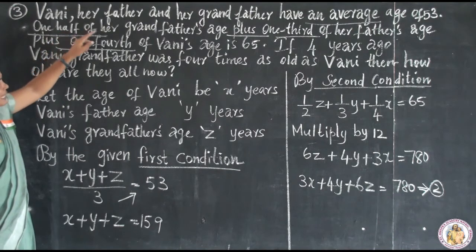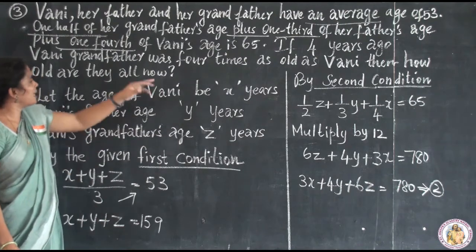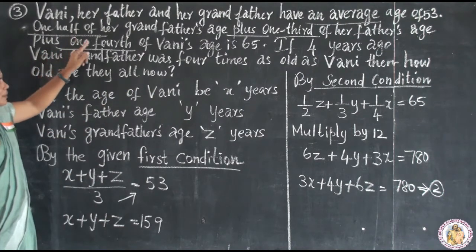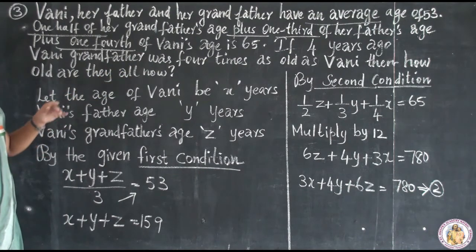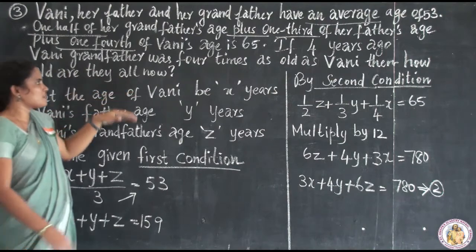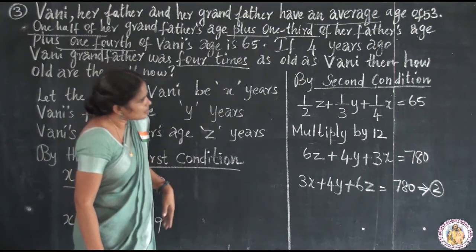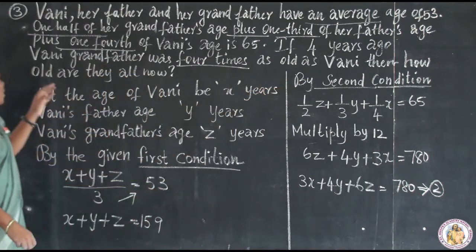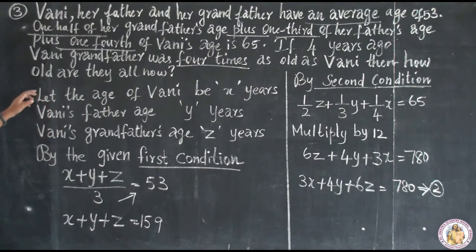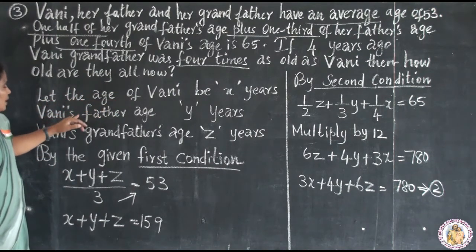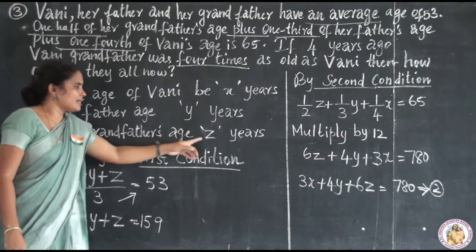One half of her grandfather's age plus 1/3 of her father's age plus 1/4 of Vani's age is 65. If 4 years ago, Vani's grandfather was 4 times as old as Vani, how old are they all now? What's their present age? Let the age of Vani be x, Vani's father's age be y, and Vani's grandfather's age be z.